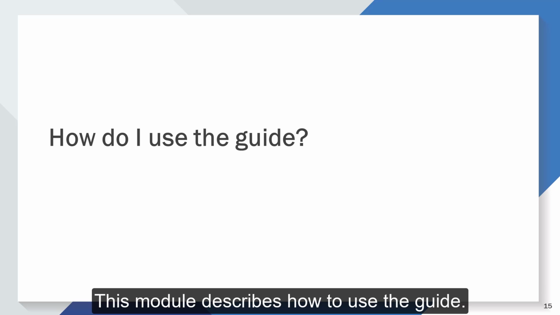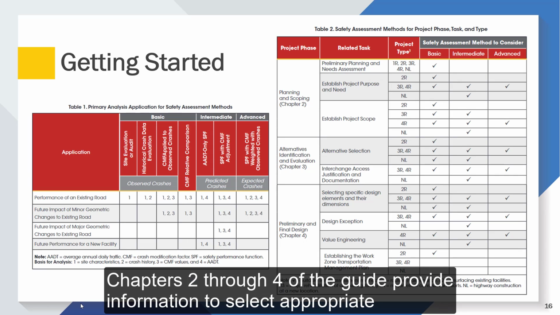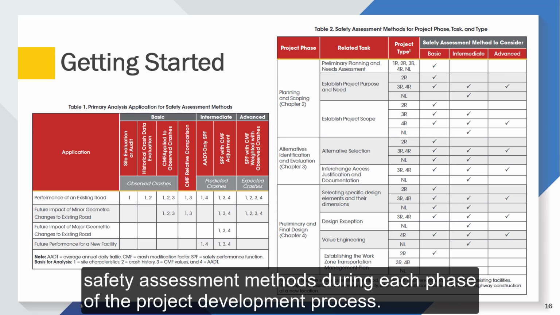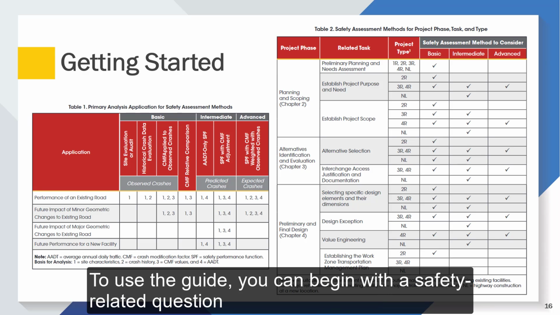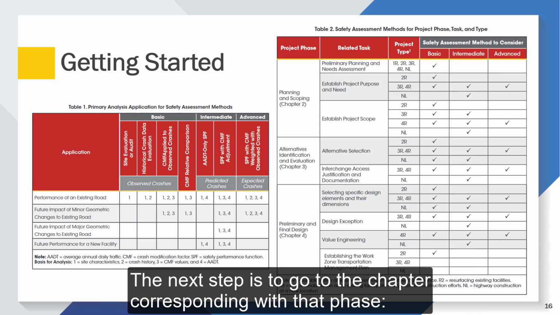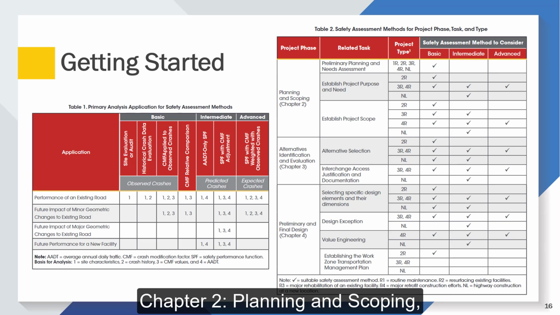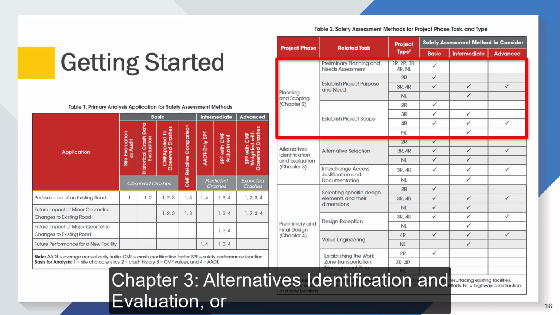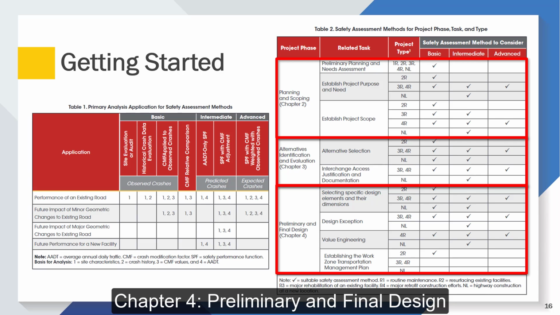This module describes how to use the guide. Chapters 2 through 4 of the guide provide information needed to select appropriate safety assessment methods during each phase of the project development process. To use the guide, you can begin with a safety-related question and review Table 1 and Table 2 to determine the applicable project development phase and related task. The next step is to go to the chapter corresponding with that phase: Chapter 2, Planning and Scoping; Chapter 3, Alternatives Identification and Evaluation; or Chapter 4, Preliminary and Final Design.